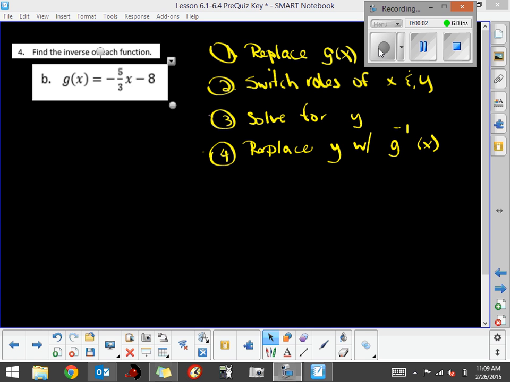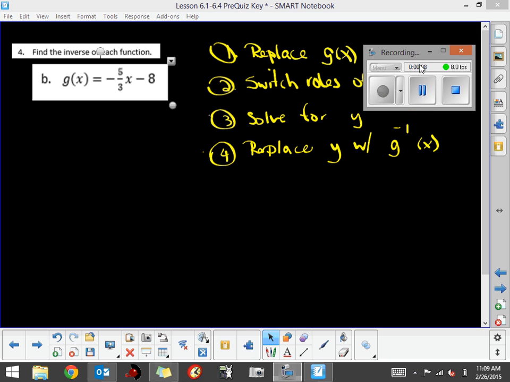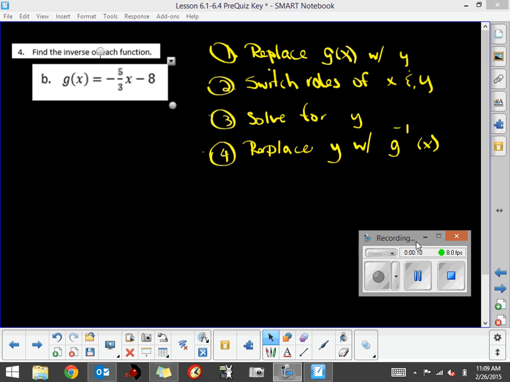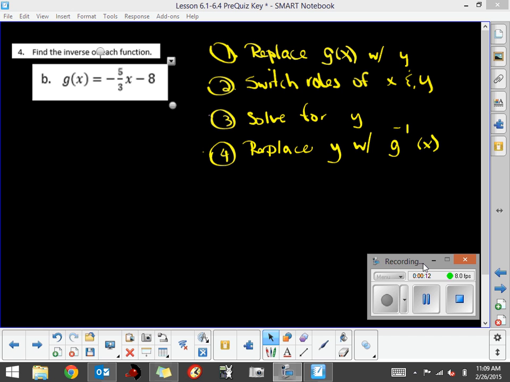Question 4b is very similar to 4a. I don't know if you watched that video, but basically it's a four-step process. We want to replace g of x with y, and then switch the roles of x and y to simulate the idea that we're finding the inverse. Then you solve for y, and then you come back and replace y with g of x to represent that you found the inverse.